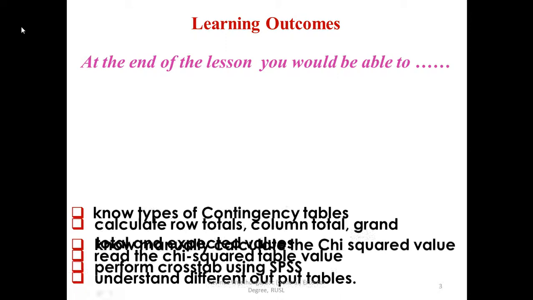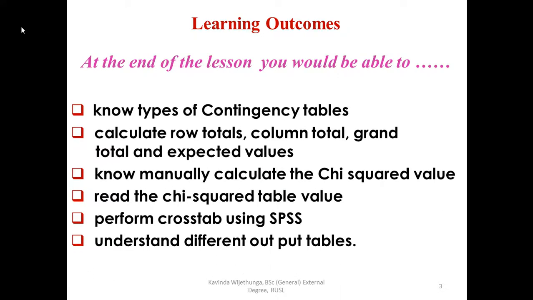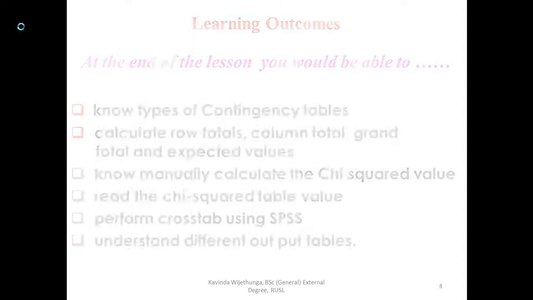Learning Outcomes. Know types of contingency tables. Calculate row totals, column totals, grand total and expected values. Know how to manually calculate the chi-square value. Read the chi-square table value. Perform cross-tab using SPSS. Understand different output tables.